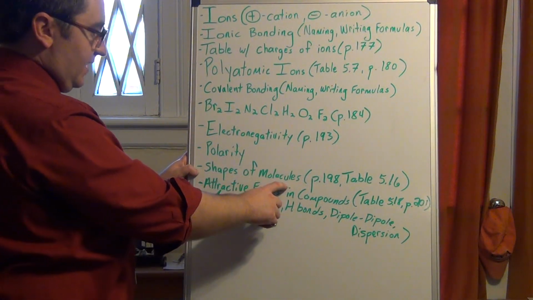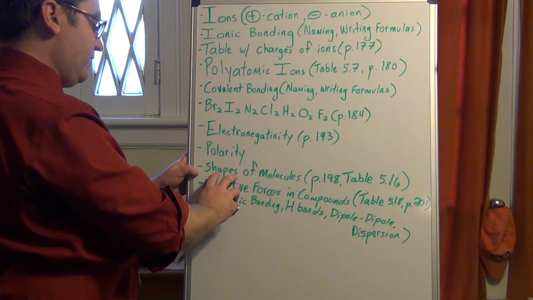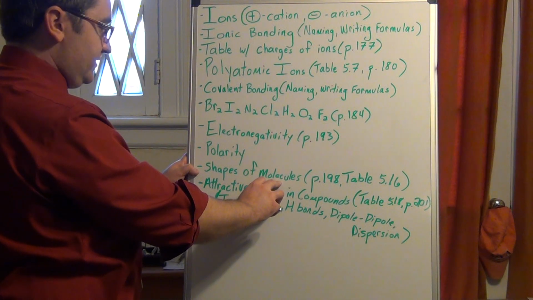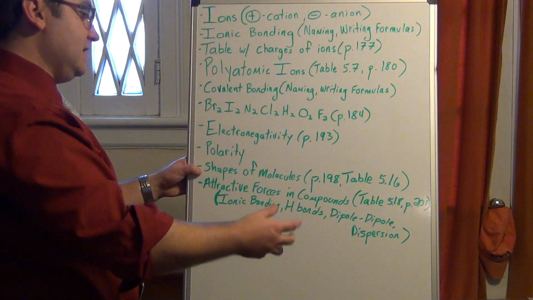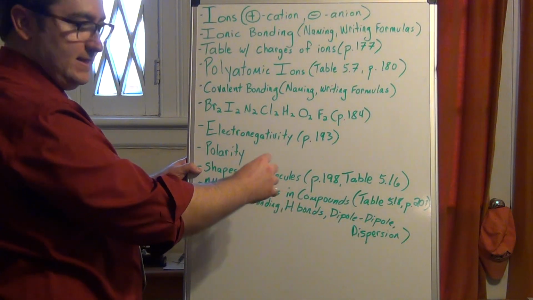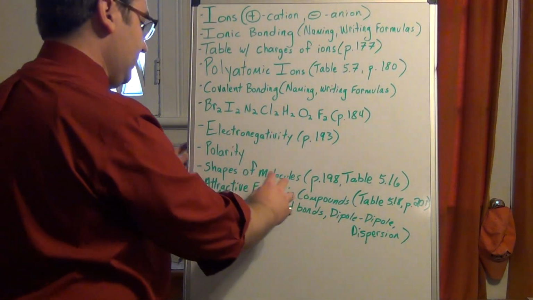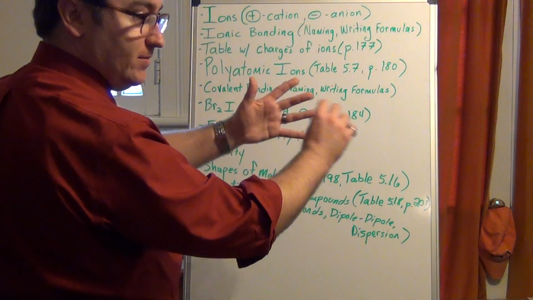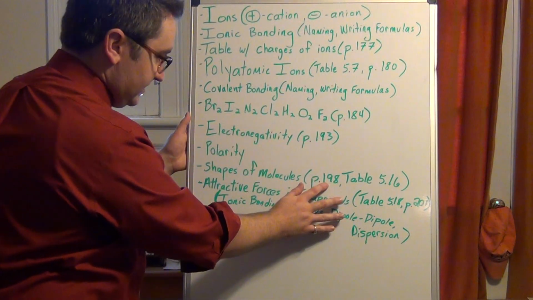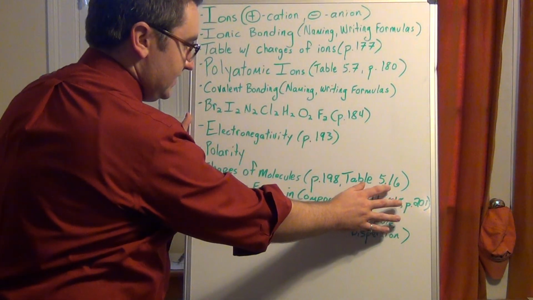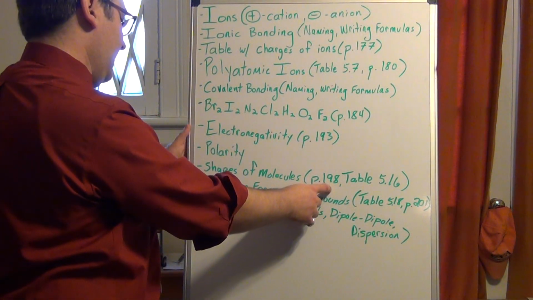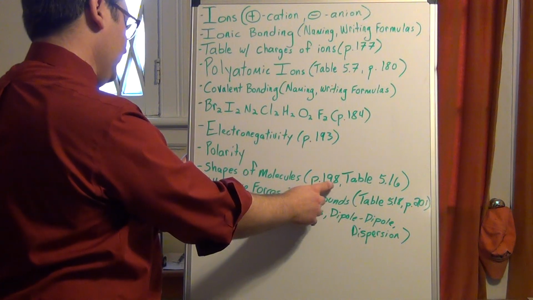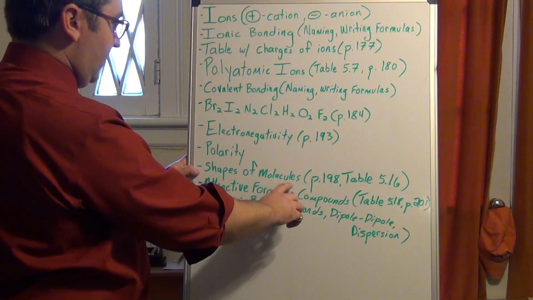Know the shapes of molecules. We had a lab that went through the shapes of the different molecules based on how you drew the electron dot structure, and that is derived from the number of valence electrons for each one of the molecules. You count that up and you'll be able to draw that. There's a nice table giving examples, 5.16, which is on page 198. So I would take a look at that table and be familiar with the different shapes of the molecules.